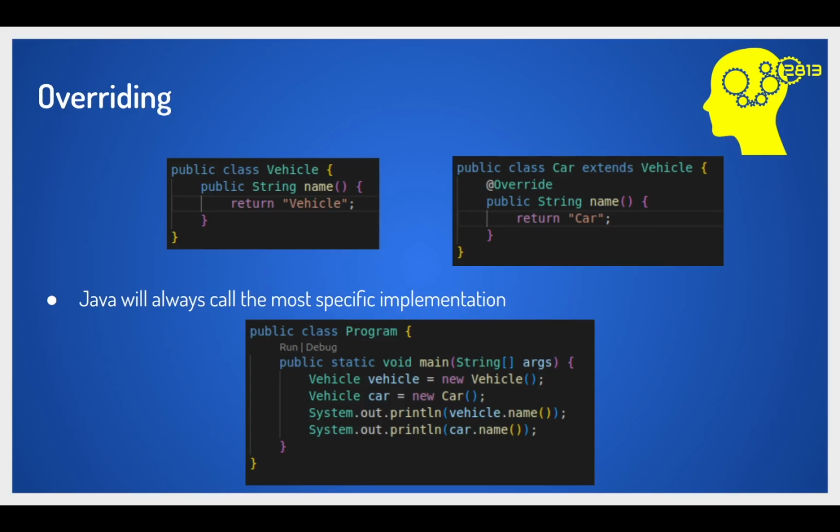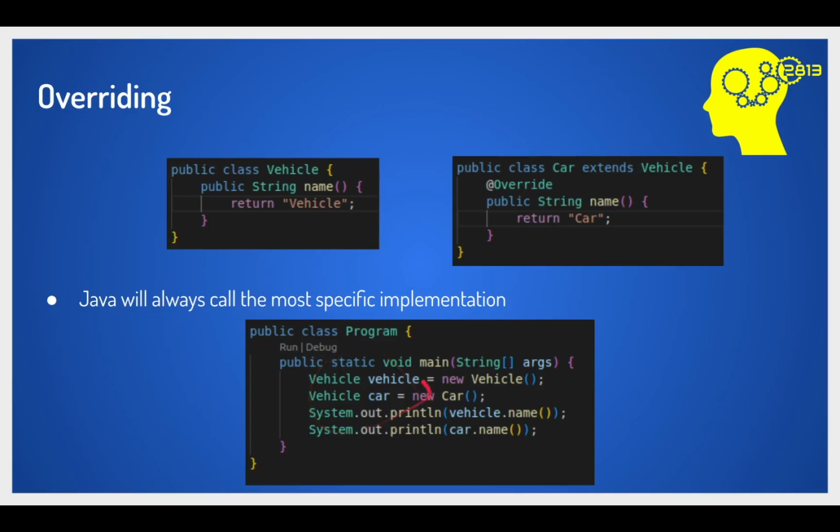And there's also overriding. So it is possible in a subclass to override the functionality of a method. So for example, in vehicle, we have a method to return the name. In car, we override that to make it return a different thing. So Java will always call the most specific implementation. So if you look at the actual class that the object is an instance of, and go up the class hierarchy of its parents, it will choose the first time that method exists.